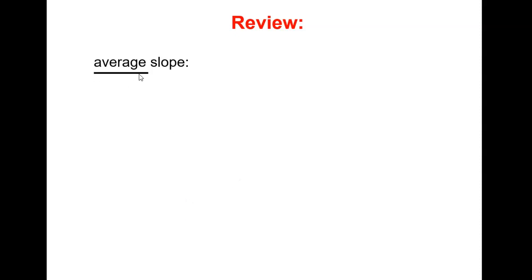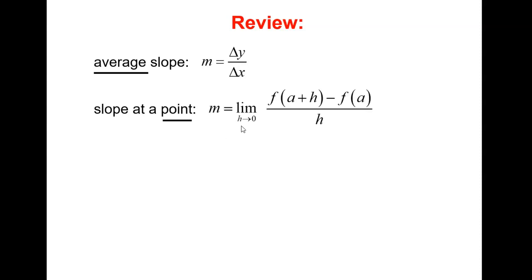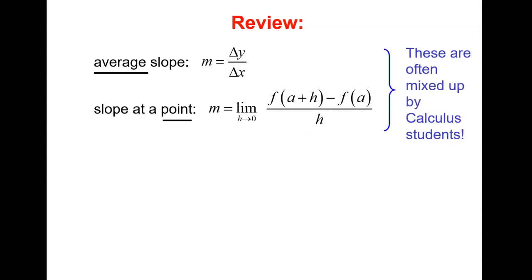We know that average stands for the mean or the average. So the average slope is delta y over delta x. The slope at a point is the limit as h approaches 0 of f of a plus h minus f of a all over h, because you're getting your slope to be infinitely closer to the point where h is 0. So these two get mixed up a lot by calc students. So what I want to do today is just kind of create some clarity for you.